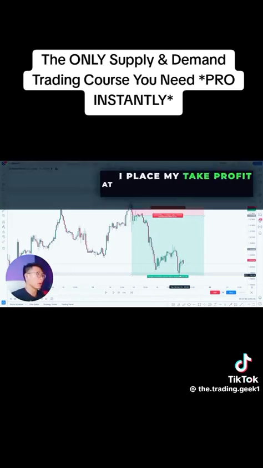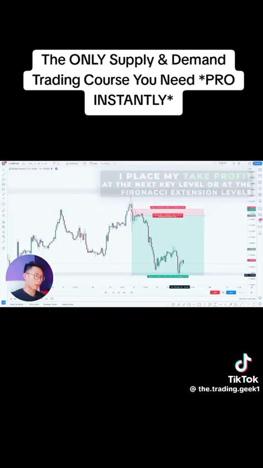I myself like to place my profit targets at the next key level or even at the Fibonacci extension levels. So just ultimately test this out, experiment with the different take profit levels, find out what works for you, and just stick to using that.